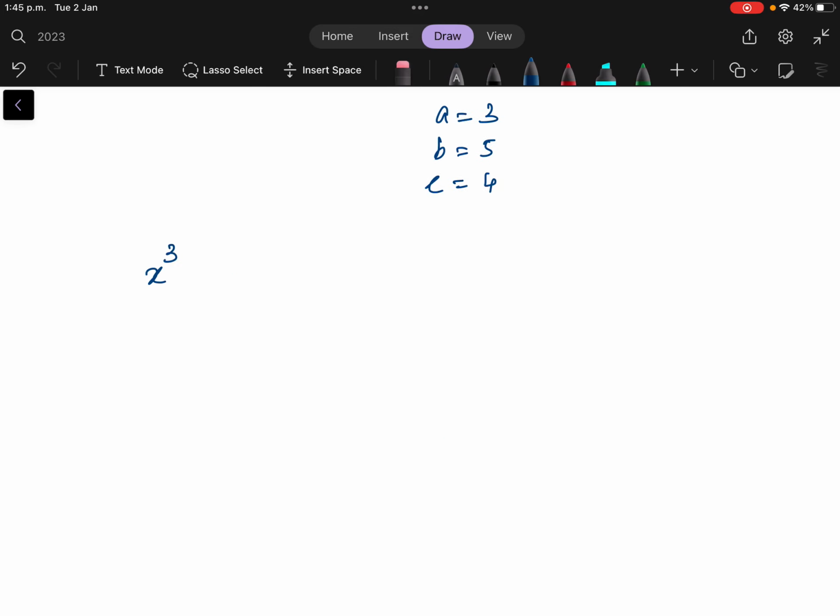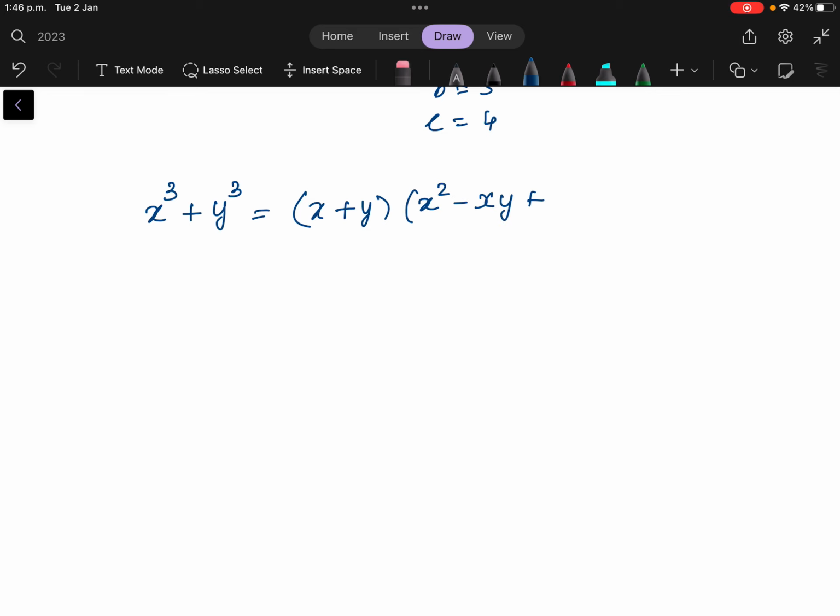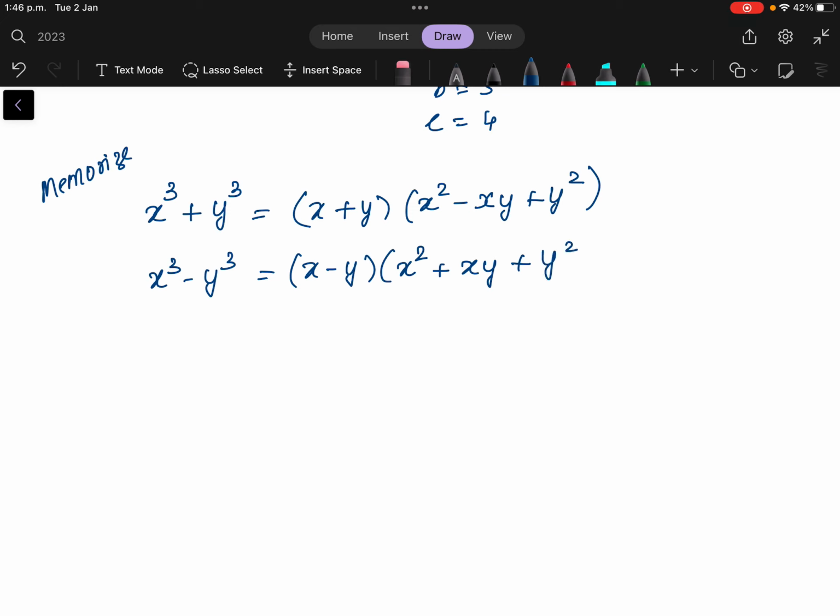Okay, then you have the sum and difference of two cubes, like x³ + y³. This is something you have to memorize because it's not there in the formula book. x³ + y³ = (x + y)(x² − xy + y²). Okay, so this is to memorize, please don't forget it. Then x³ − y³ = (x − y)(x² + xy + y²). So remember, if this is plus, here it is minus, and here it is plus. If this is minus, here it is minus, and here it is plus.